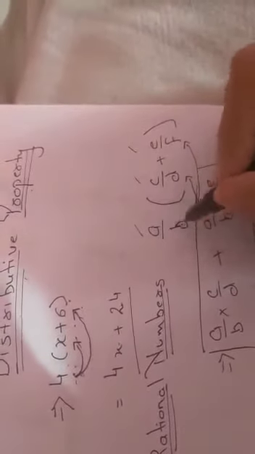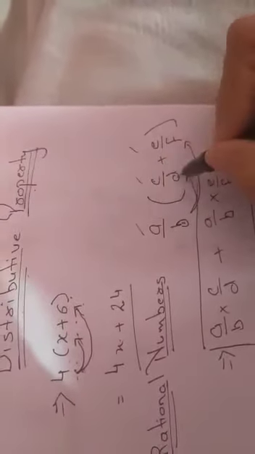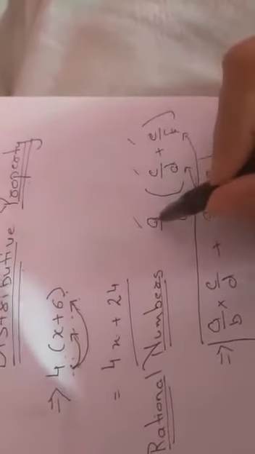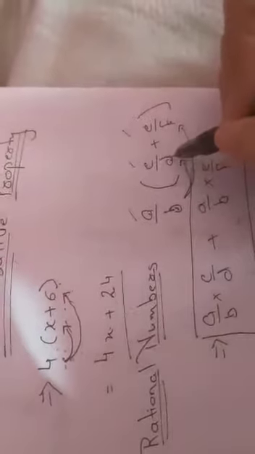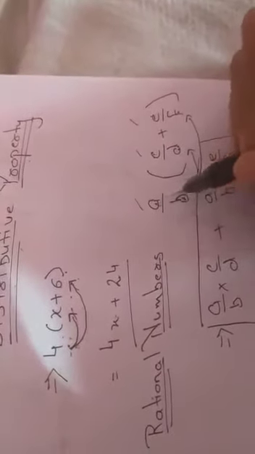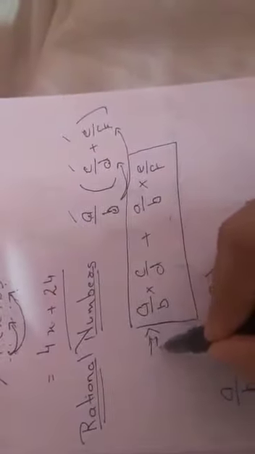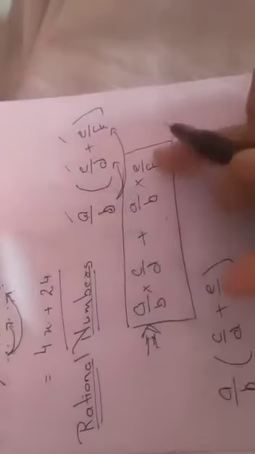Now if I take an example of rational numbers, I can take any rational numbers. Here I have to multiply a by b with c by d and e by f. So first I will multiply a by b with c by d and then we will multiply a by b with e by f. Now in questions you will get your question in this form. This format will be given to you.